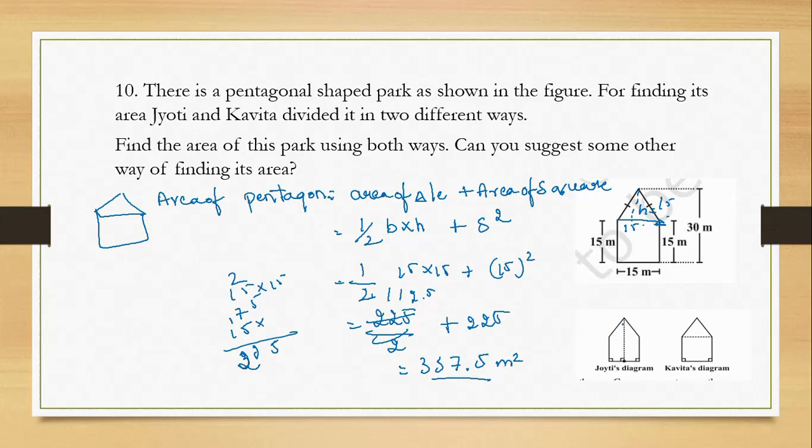In both Jyoti's and Kavita's diagram, we get the same answer, but in Jyoti's diagram, she split the pentagon into two trapeziums, but in Kavita's method, she divided it into triangle and square, but in both the methods we get the same answer.